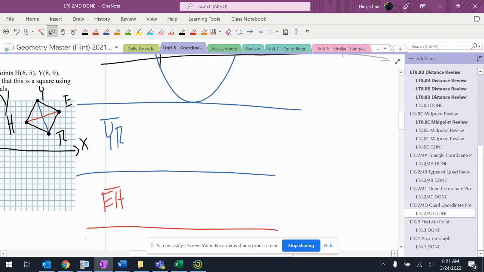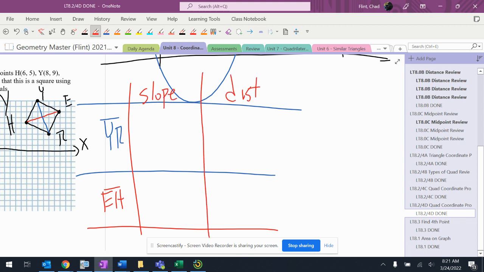So I'm still going to do the same thing. I'm going to find the slope. I'm going to find the distance. Then we'll talk about if there's anything else I need to find in a second, because I'm doing this for the first time and thinking about it as I go.